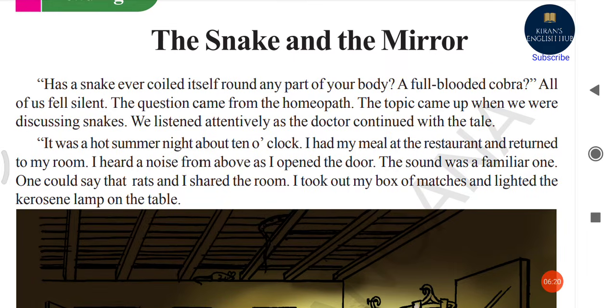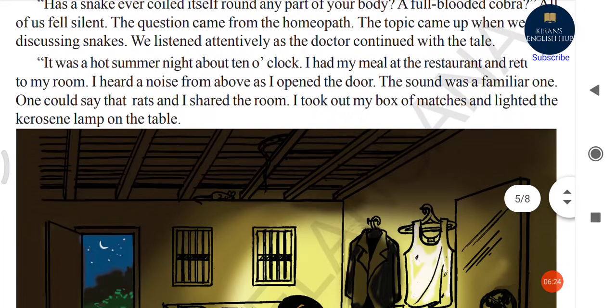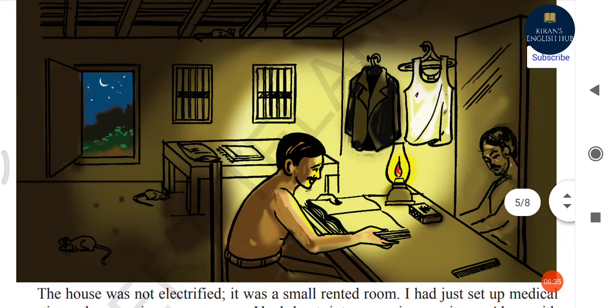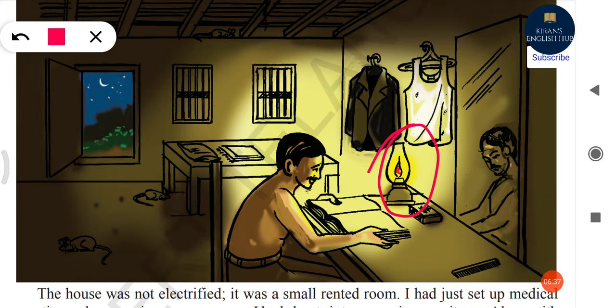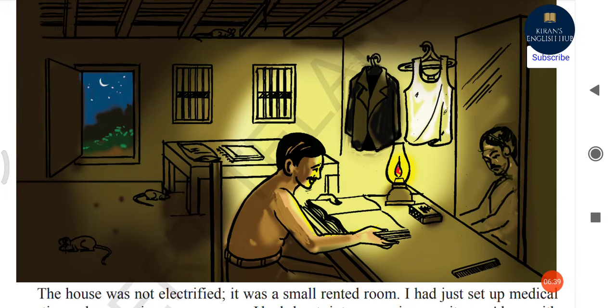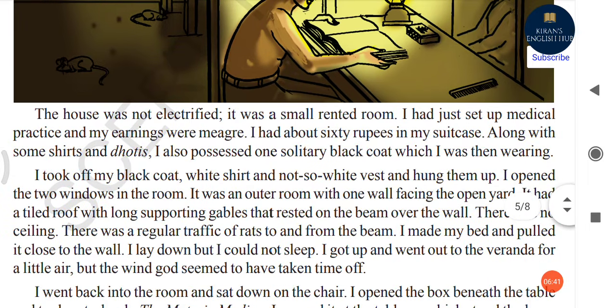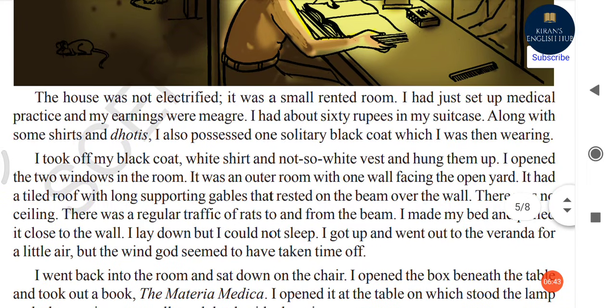Just looking at the state of the room, we can understand that this doctor is sharing the room with rats. As soon as he entered, he took out some matchsticks from the matchbox and lighted the kerosene lamp on the table. You can see here that he has a kerosene lamp, which was used in the olden days when there was no electricity. The house was not electrified. It was a small rented room, so he used to stay in a rented room.